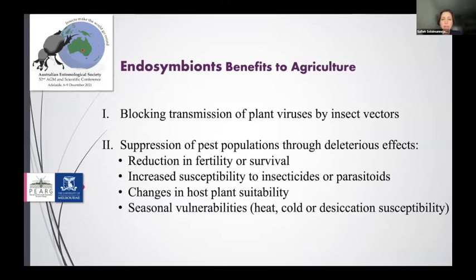So what are the benefits of endosymbionts to agriculture? They can block transmission of plant viruses by insect vectors. They can suppress the pest population through deleterious effects such as reducing their fertility or survival, or increasing the susceptibility to insecticides or parasitoids, or changing the host plant's suitability. And also they can do some seasonal vulnerability.